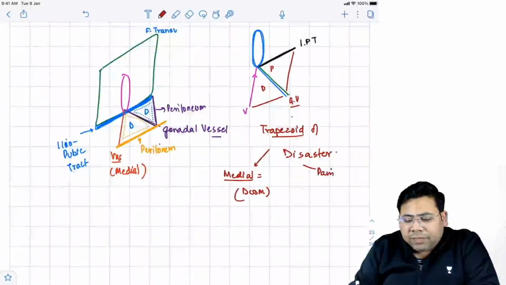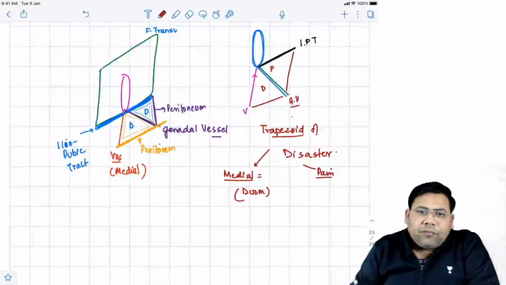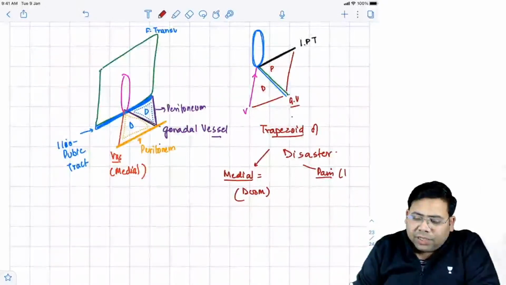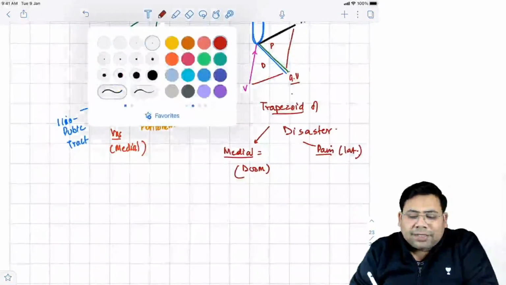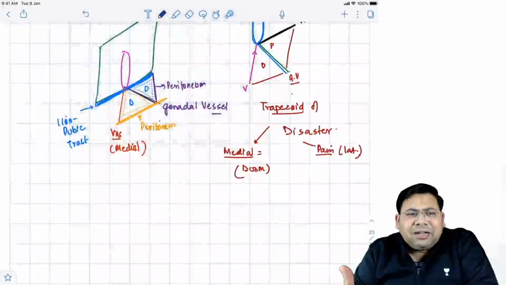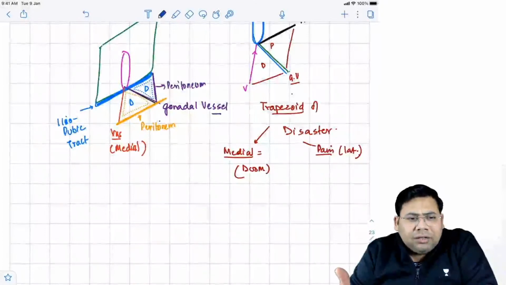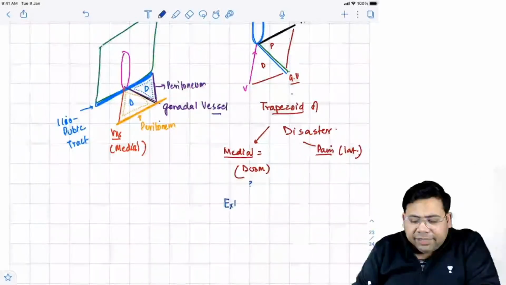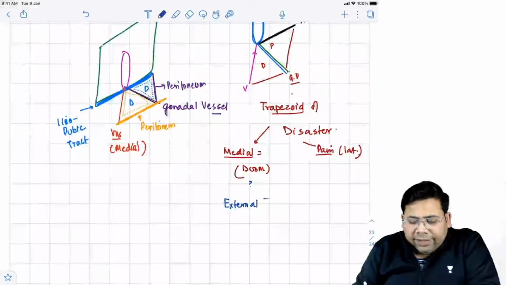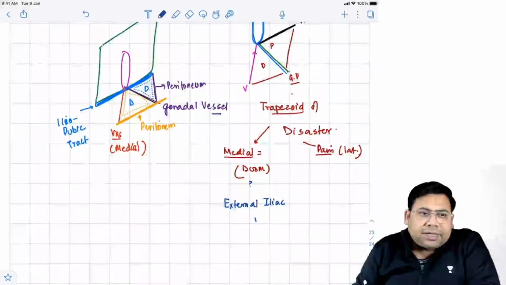But why is it known as the triangle of doom? Why is it known as the triangle of pain? Pain is forming the lateral border. The answer is because of the exclusive content. What is the content of this? Come on, tell me. Why is it known as the triangle of doom? Because it contains the external iliac vessels.